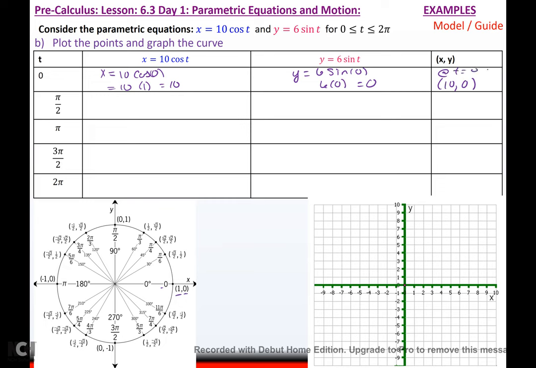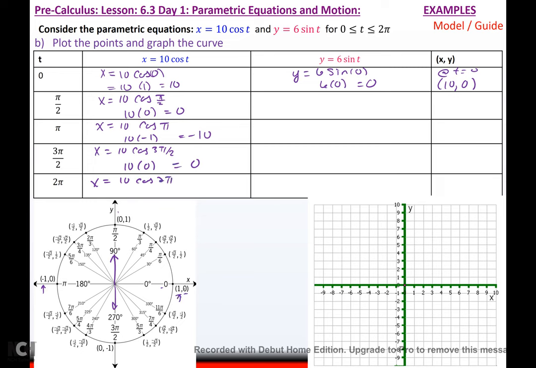At time equal pi over 2, I'm going to have x equals 10 times cosine of pi over 2. If I go up to pi over 2, cosine is x, so that's going to be 10 times 0, which is 0. I'm just going to get my x's all done, and then know my y's. If I plug in pi, x equals 10 times cosine of pi. There's pi, cosine is x, which is negative 10. x equals 10 cosine 3 pi over 2. At 3 pi over 2, cosine is 0, so that's going to be 10 times 0, which is 0. And at 2 pi, x equals 10 cosine of 2 pi.